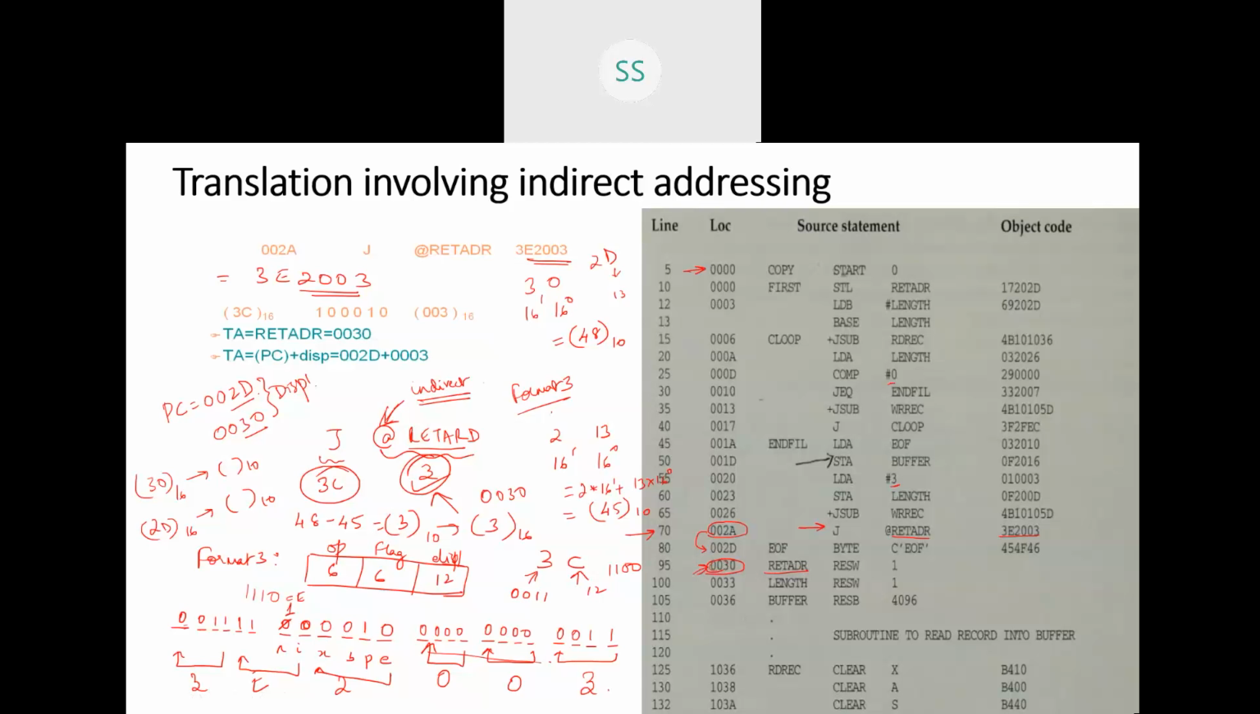So we have studied some assembler features which are totally machine dependent. We studied how you compute addresses and how you generate the object code of your source program.